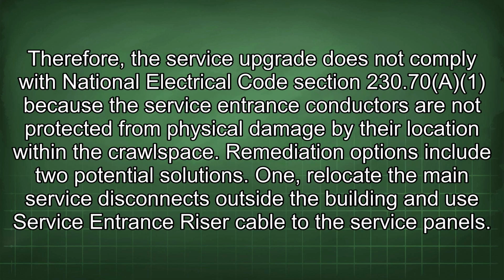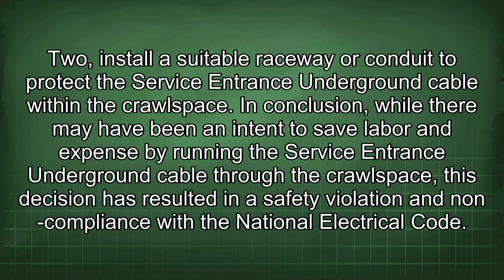Therefore, the service upgrade does not comply with National Electrical Code Section 230.70 because the service entrance conductors are not protected from physical damage by their location within the crawl space. Remediation options include two potential solutions. 1. Relocate the main service disconnects outside the building and use service entrance riser cable to the service panels. 2. Install a suitable raceway or conduit to protect the service entrance underground cable within the crawl space.